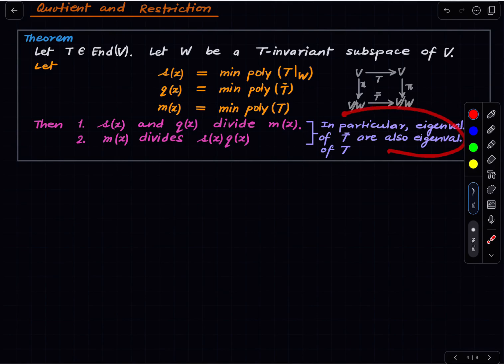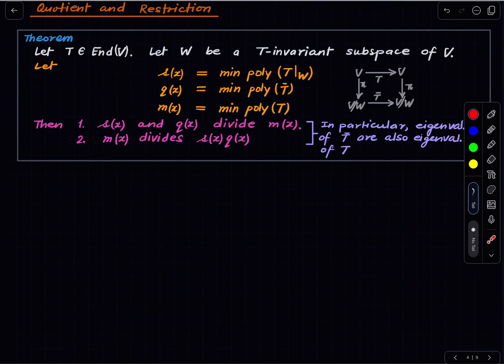So in particular, this also says, if you couple it with the previous lemma, that the eigenvalues of T bar are also eigenvalues of T, because Qx is dividing Mx, therefore every root of Qx is a root of Mx, and hence every eigenvalue of T bar is an eigenvalue of T, because roots of Qx are precisely the eigenvalues of T bar, and roots of Mx are precisely the eigenvalues of T. So this is a very important and interesting consequence. Okay, so now let's start proving it.